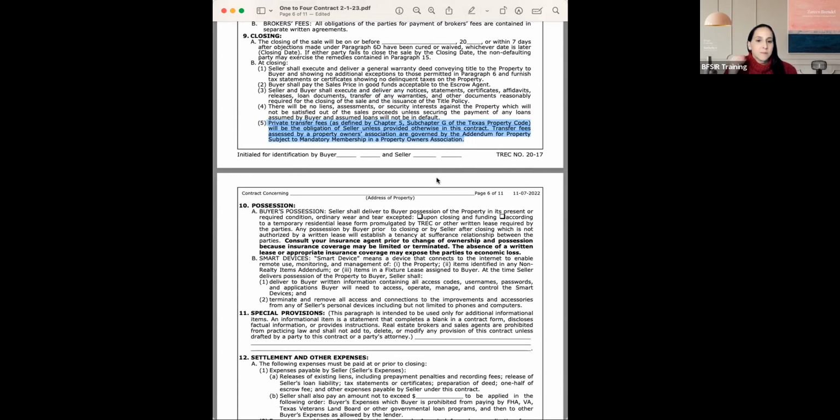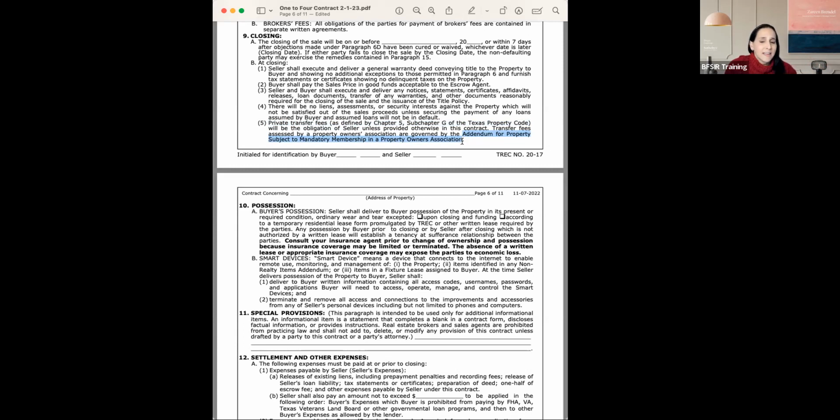Transfer fees assessed by a property owners association are governed by the addendum for property subject to mandatory membership in a property owners association. This probably helps the title company if they didn't do an HOA addendum and needed to. It's putting the obligation on the seller to pay any transfer fees, but it does say, if you have completed this document, at the bottom of that, I think it says buyer is responsible up to X amount.